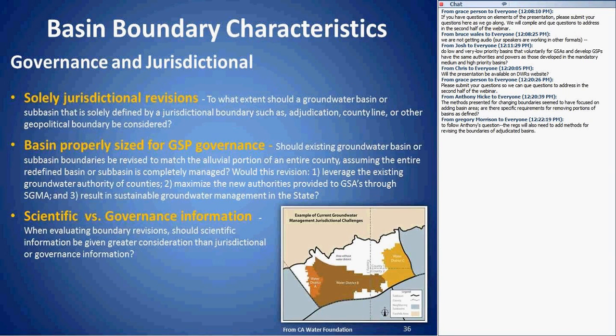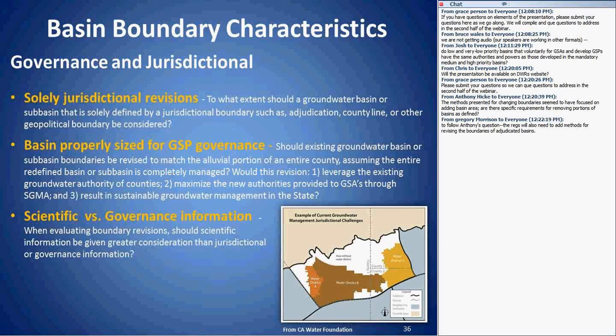Second characteristic related to governance and jurisdictional characteristics. The first bullet there, solely jurisdictional revisions. The department feels that it's a potential disadvantage for a basin boundary revision to come in that's solely a jurisdictional or political revision that is not coordinated with the other adjacent basin.